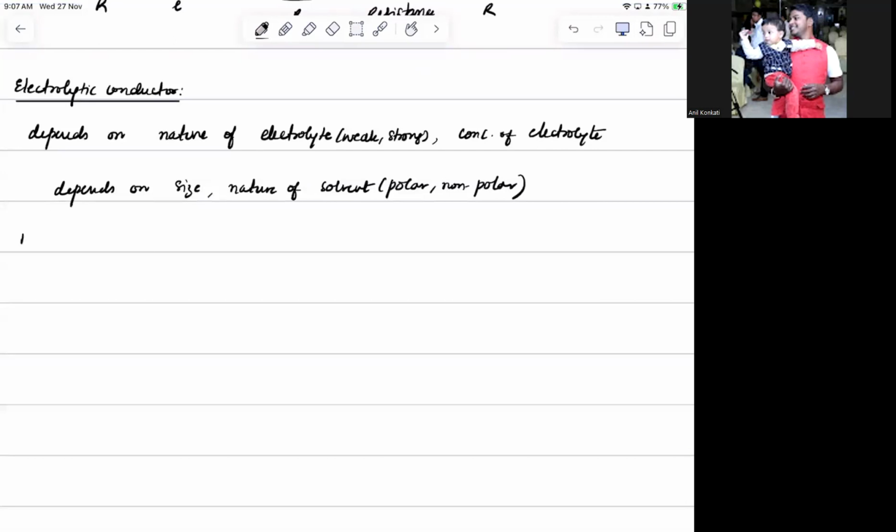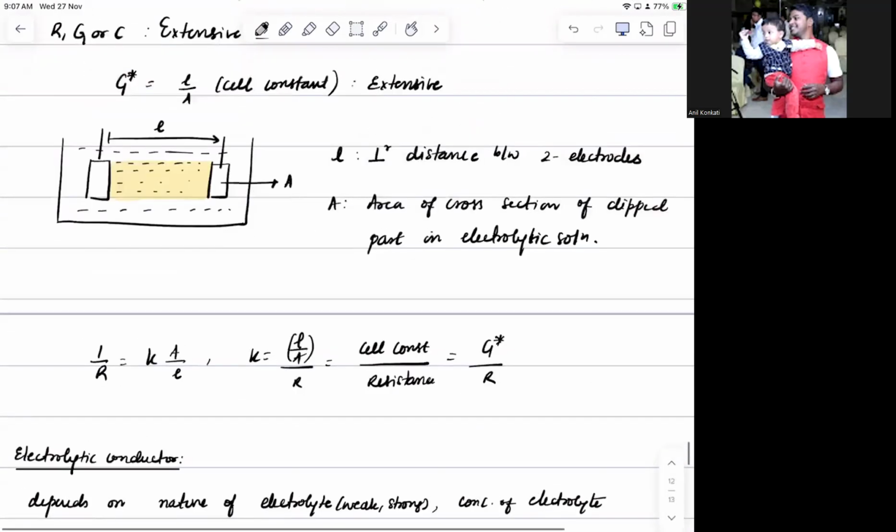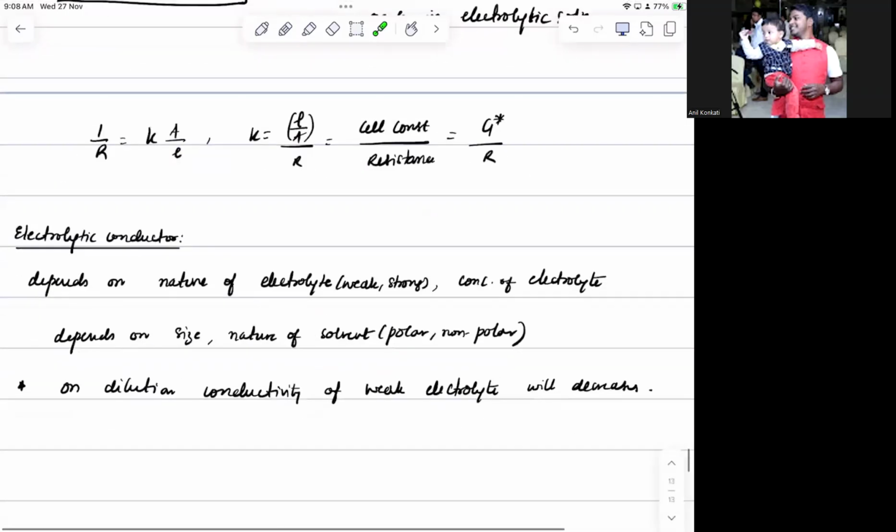Next, usually we know that on dilution, the conductivity of weak electrolytes will decrease. Clear? Because you will have fewer ions. You notice the more water you add here, let's say initially we had this many ions. If you add more water, now the number of ions appearing will be less. So fewer ions means less conductivity.